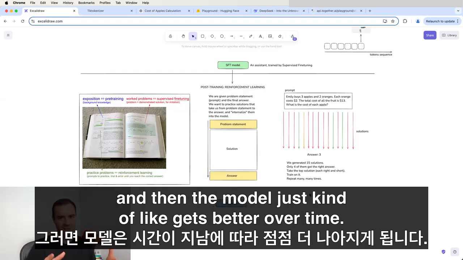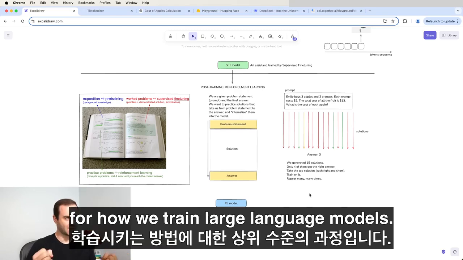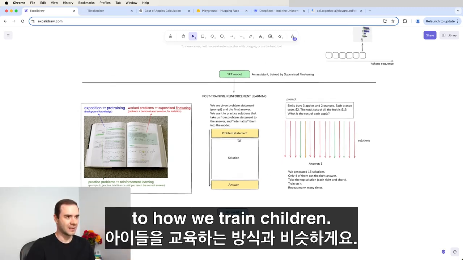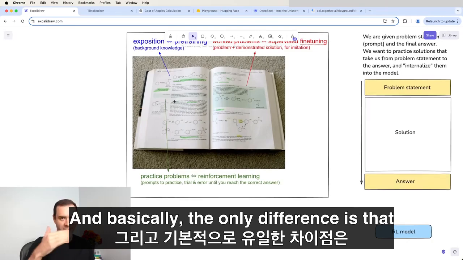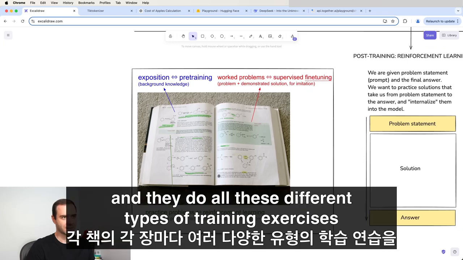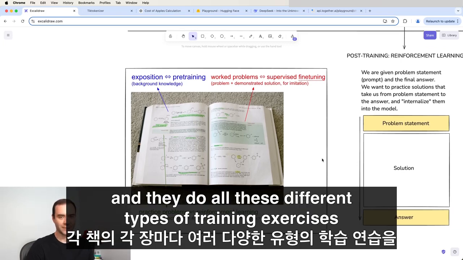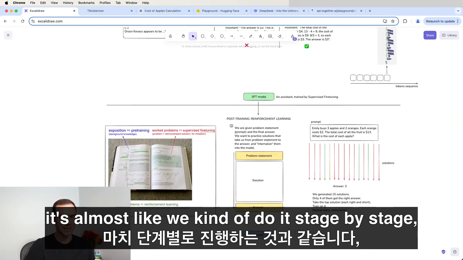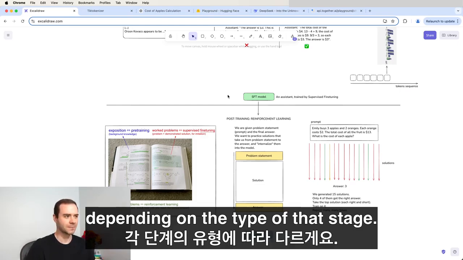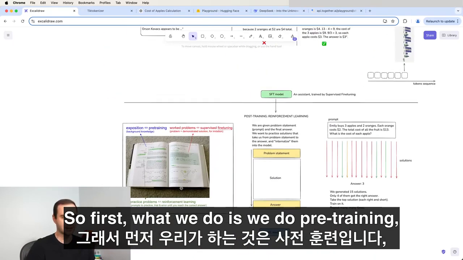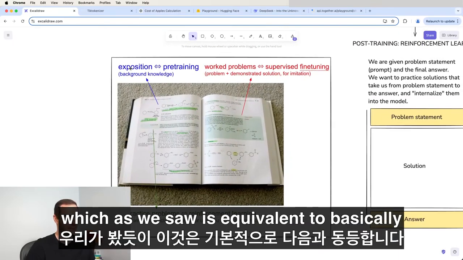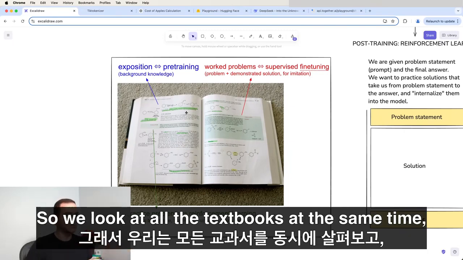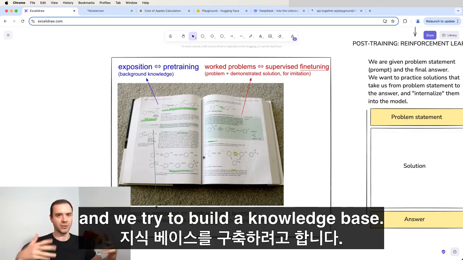Okay, so that is the high-level process for how we train large language models. In short, we train them very similar to how we train children. The only difference is that children go through chapters of books, and they do all these different types of training exercises within a chapter of each book. But instead, when we train AIs, we do it stage by stage, depending on the type of that stage. So first, we do pre-training, which, as we saw, is equivalent to basically reading all the expository material. We look at all the textbooks at the same time, and we read all the exposition, and we try to build a knowledge base.